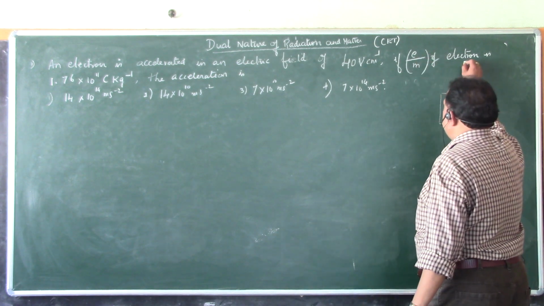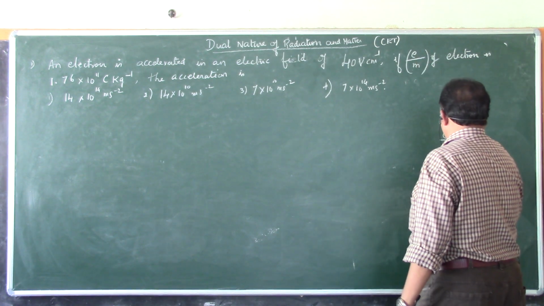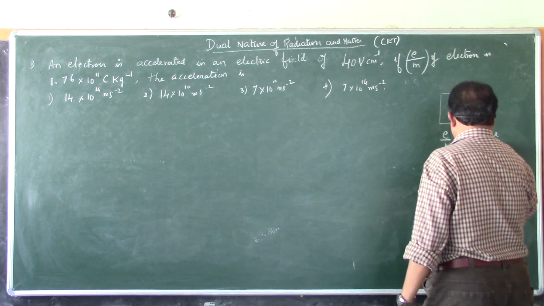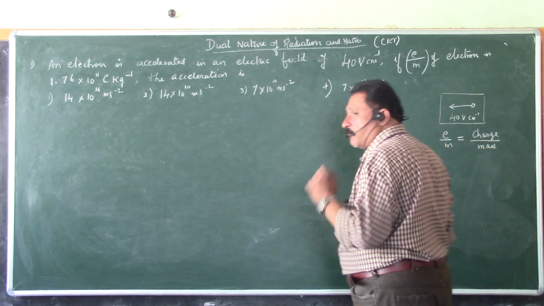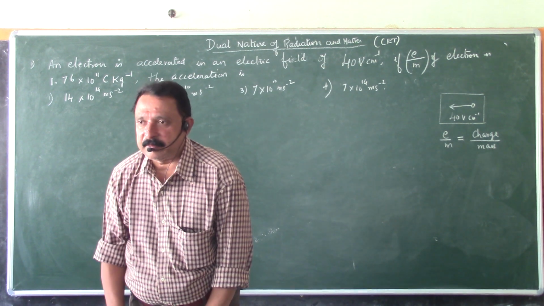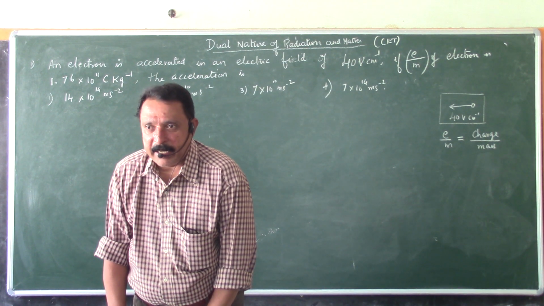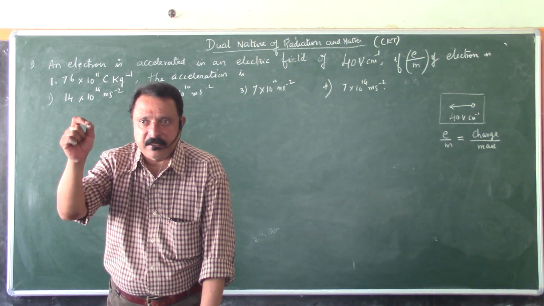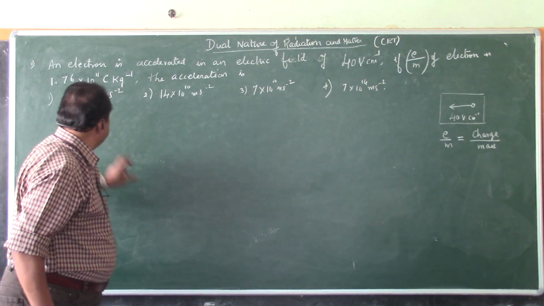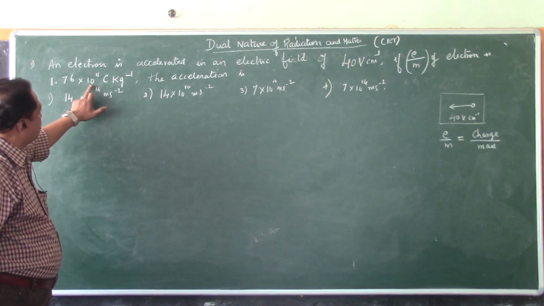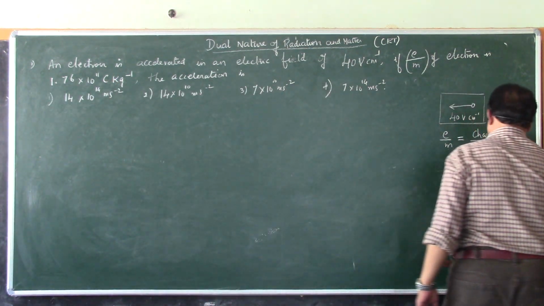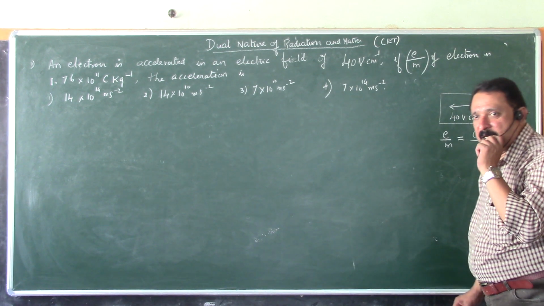If e by m of the electron, e is the charge, m is the mass. The charge to mass ratio is a very important physical quantity in this lesson. What is e by m? It is the ratio of charge to mass. And for an electron, it is around 1.76 into 10 to the power of 11 coulombs per kg. See, charge is coulomb, mass is kg. So it is coulombs per kg.